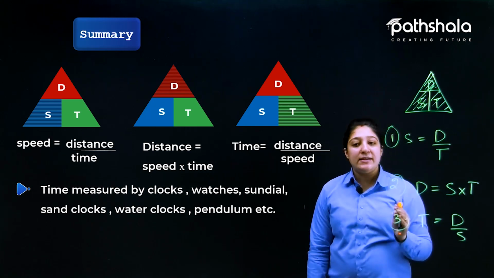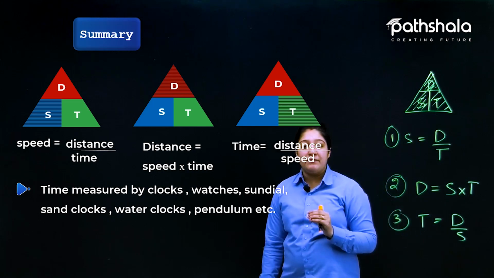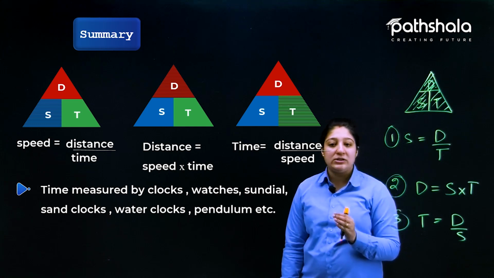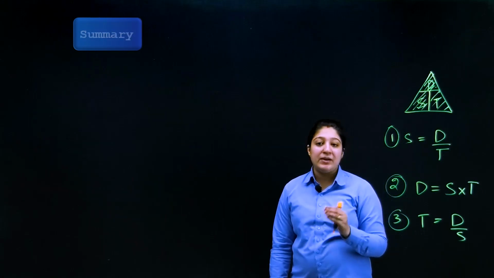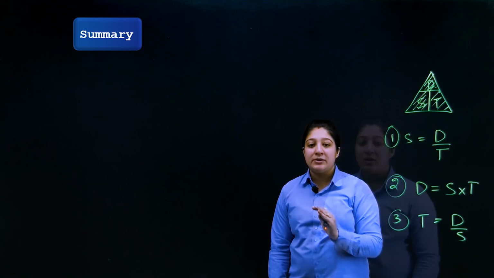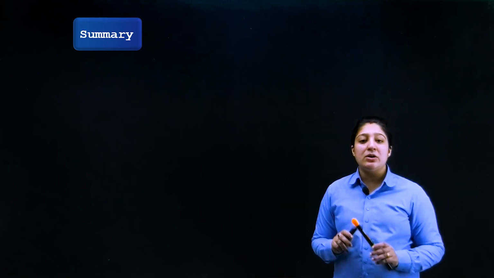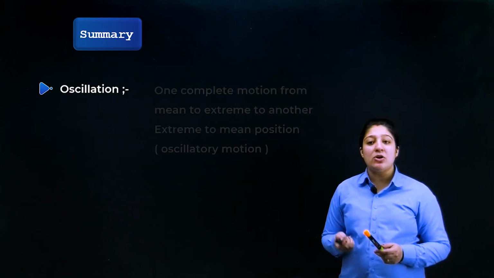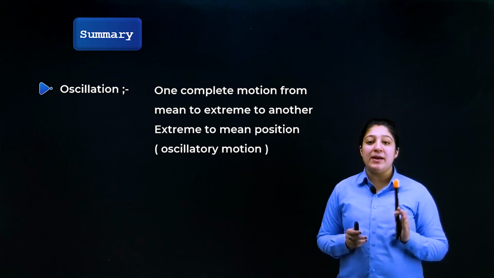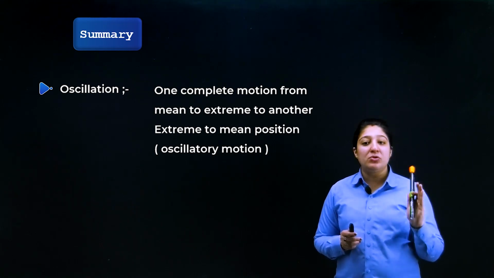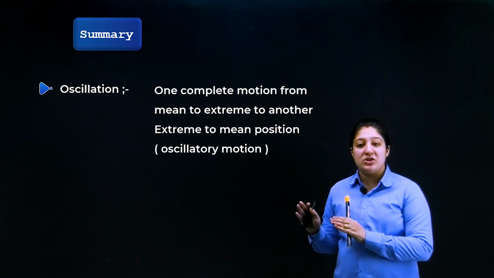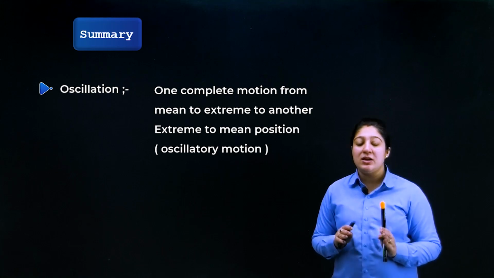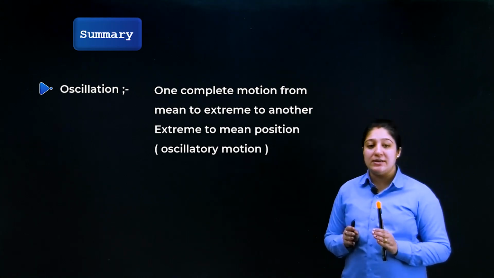After that, we have seen how we measure time, that is by certain devices like clocks, watches, sundials, sand clocks, water clocks, pendulums. Like that we have understood the different concepts. So after that we have understood the concept of oscillation. Now how is one oscillation described? When the bob of the pendulum moves from its mean position to an extreme position, and then from there to another extreme position and comes back to the mean position, that is how one oscillation is considered.